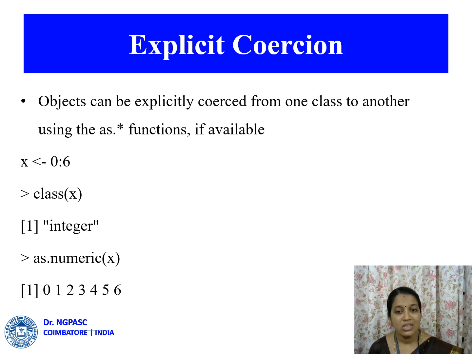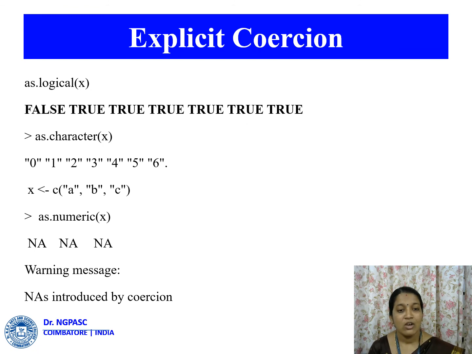Next I convert from one class to another class using the as function. Here I am using as.numeric of x. It shows the numbers from 0 to 6. Next, we use those same numbers as logical. By default 0 is FALSE and any other number is TRUE, so it shows the result from FALSE to TRUE. Next we convert those numbers to character. as.character of x converts them to the characters 0, 1, 2, 3, 4, 5 in double quotes.